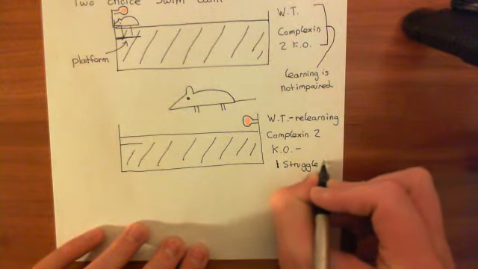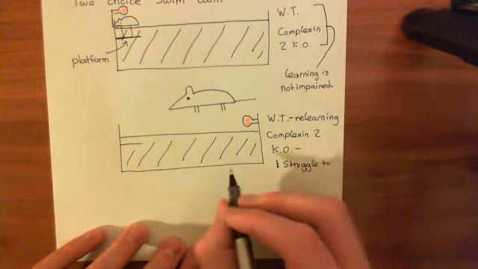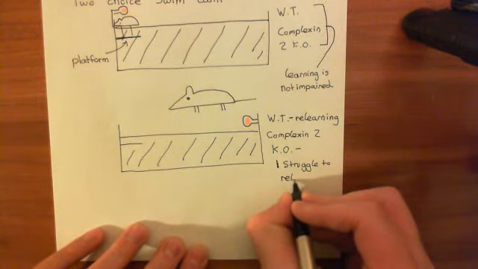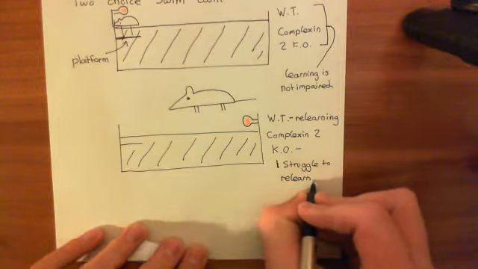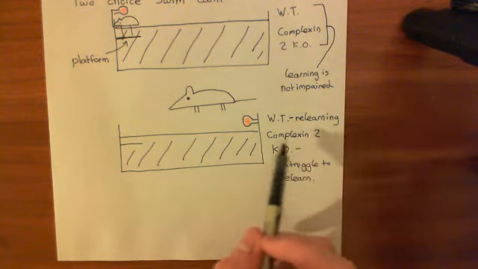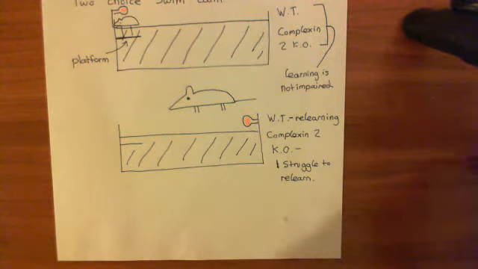So it's quite a subtle cognitive deficit that this complexin 2 knockout has, that once it's learned something, once it's learned to swim towards the light, it's really struggling to realize that the rules have changed and that it now needs to swim away from the light to find the platform. The wild type mouse will learn that much quicker than the complexin 2 knockout. Okay, so it's an advanced cognitive deficit.